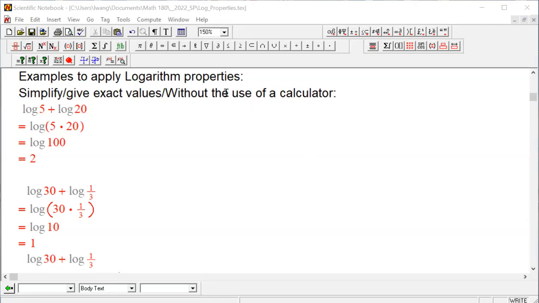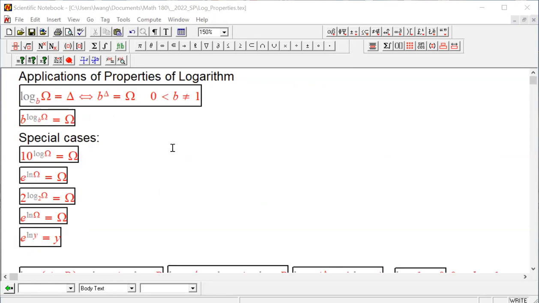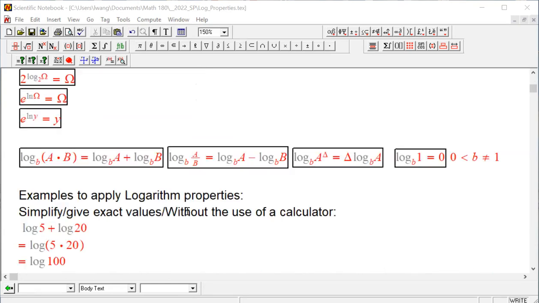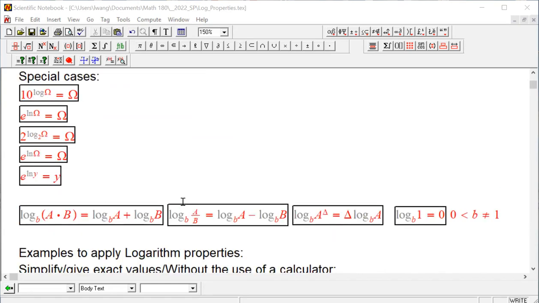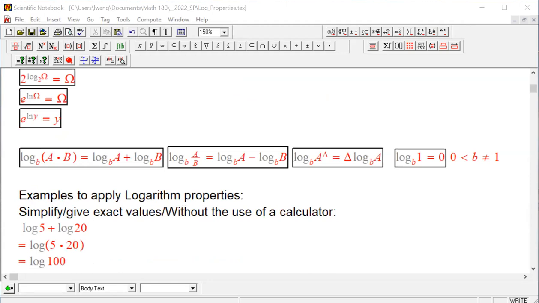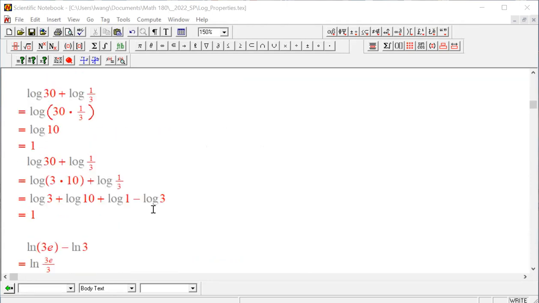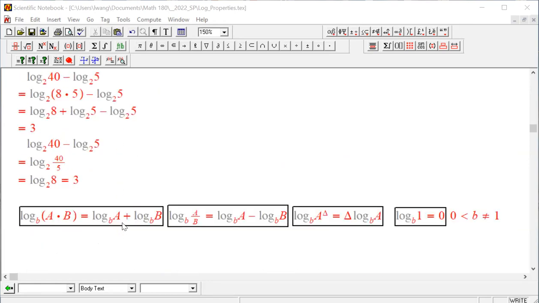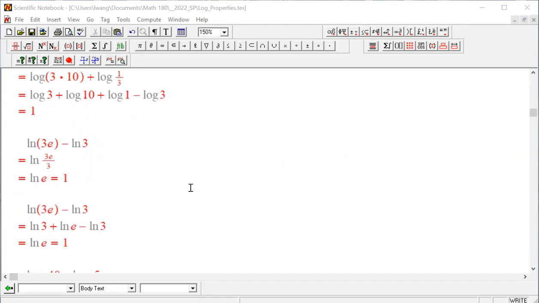Hello. In this lesson, we're going to work on some applications of logarithm properties. In the previous lesson, we did some, right? We applied the product rule or quotient rule to simplify certain expressions without having to use a calculator.